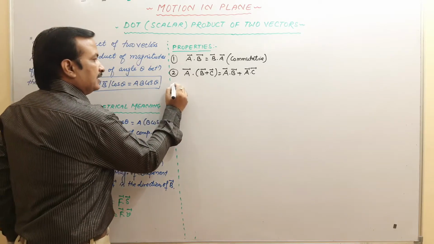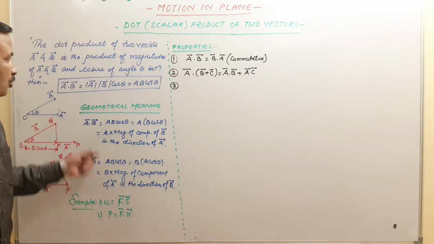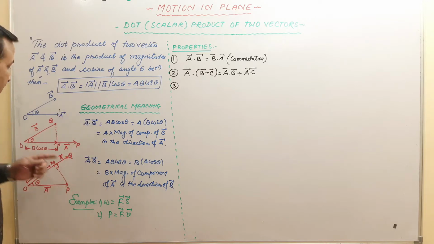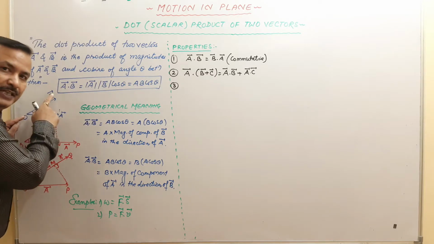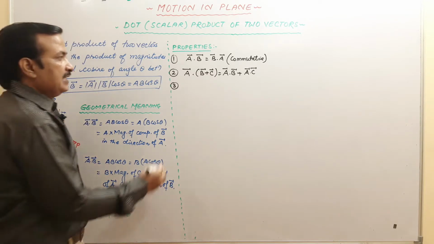Okay. Third, if we want to find out dot product of the two perpendicular vectors, मतलब ये जो angle है A और B के बीच में, ये कितना हो गया? 90 डिग्री हो गया.